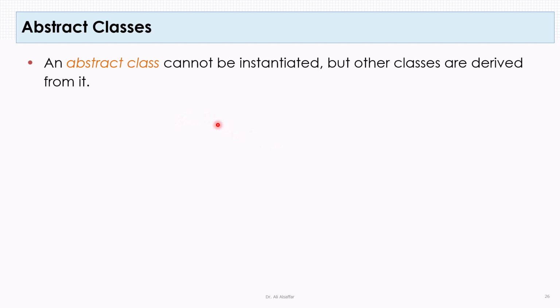Our next discussion is on abstract classes and methods, and this topic is related to inheritance. We need to make a difference between an abstract class and an abstract method. First, let us discuss abstract classes, then we will talk about abstract methods. A class is abstract if it cannot be instantiated. That means we cannot create an object from this class, but other classes are derived from it. That means we can extend other classes from this abstract class.